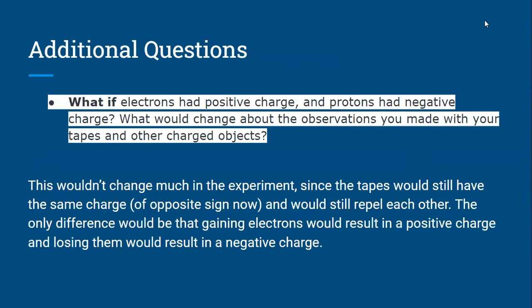So some additional questions that we can ask is, what if electrons had positive charge and protons had negative charge? What would change? Essentially nothing would change in this experiment since the tapes would still have the same charge, even though of opposite sign now, and they would still repel each other. The only difference would be that gaining electrons would result in a positive charge and losing them would result in a negative charge.